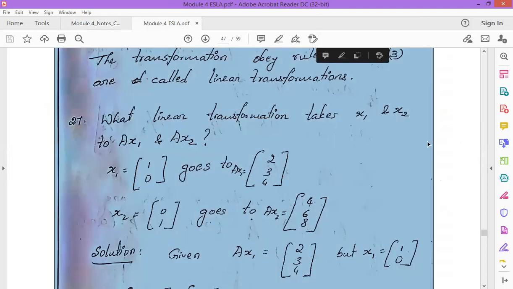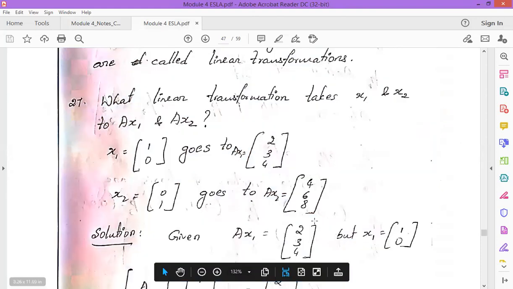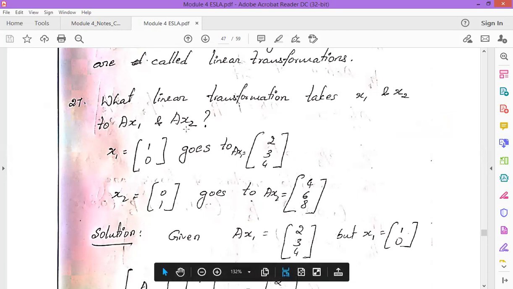Yes, here in this, take the question: what linear transformation takes x1 and x2 to Ax1 and Ax2? So here x1 is given as 1, 0. When it is transformed, it goes to Ax1 with the elements 2, 3, 4. x2 is given with the element 0, 1. When it is applied with the linear transformation, it goes to Ax2 with 4, 6, 8 as the elements of Ax2. So here we have to identify what is the linear transformation that is required.